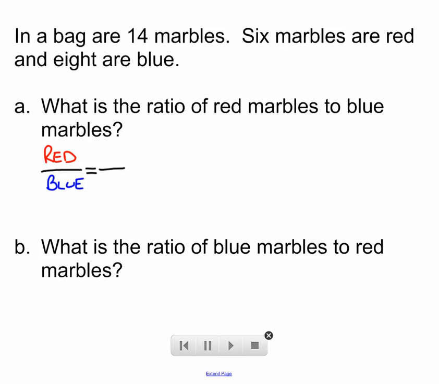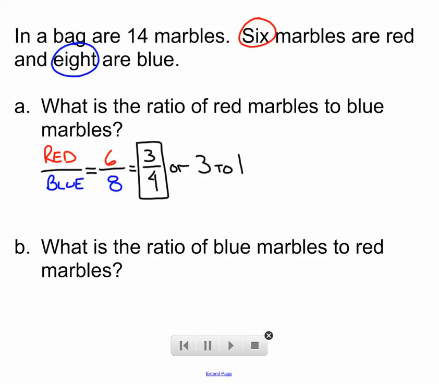There are 6 red marbles, and there are 8 blue marbles. So the ratio is 6 to 8, but actually that's a fraction that can be simplified. So this ratio is 3 to 4. So the ratio of red marbles to blue marbles is 3 to 4. For every 3 red marbles, there are 4 blue marbles, which is the same as 6 to 8, which is also the same as 12 to 16, 3 to 4, simplified.